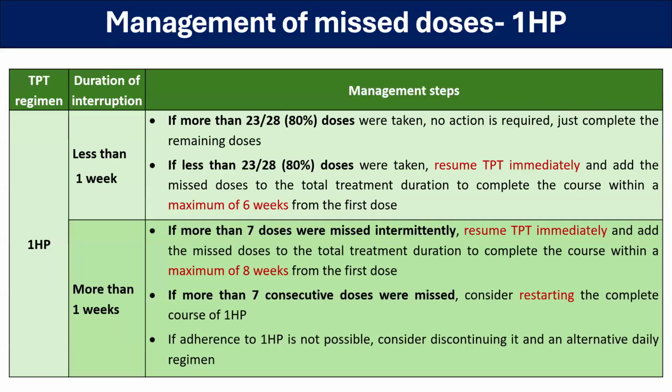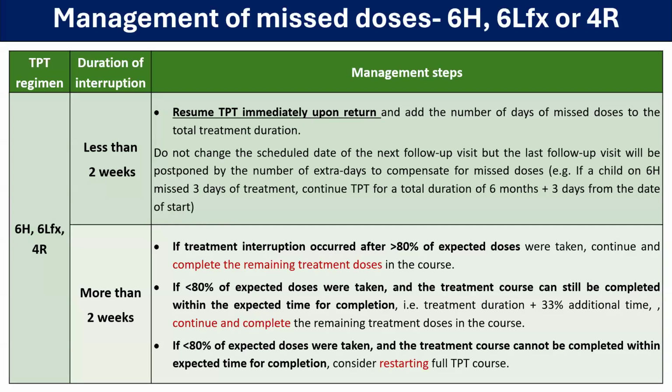That is most important. If the patient is missing doses intermittently, then you have to ensure they resume the TPT immediately and complete the course within a maximum of 8 weeks from the first dose. If the patient is missing 7 consecutive doses, then you have to restart the complete course of 1HP. If adherence to 1HP is not possible, consider discontinuing it. Again, the medical officer will decide whether to continue or discontinue, and what appropriate regimen is needed. An alternative daily regimen will be prescribed. Likewise for 6H, 6LFX and 4R.